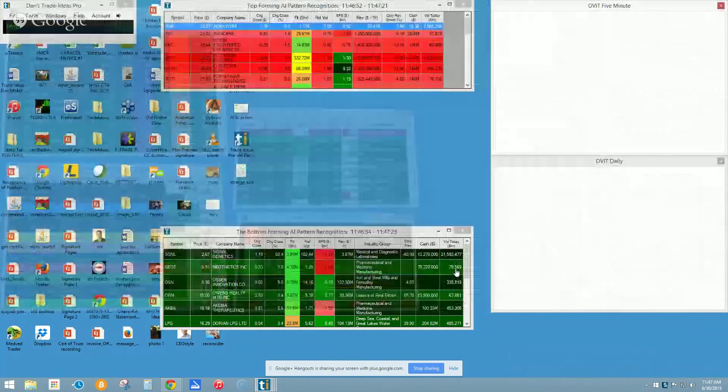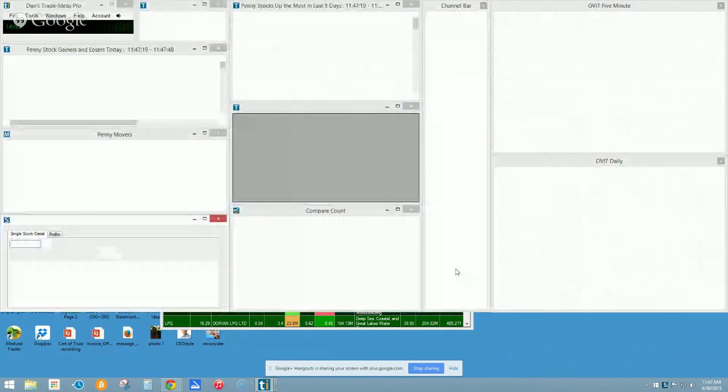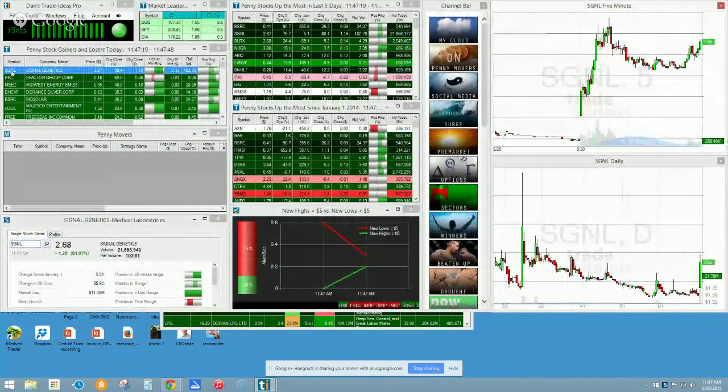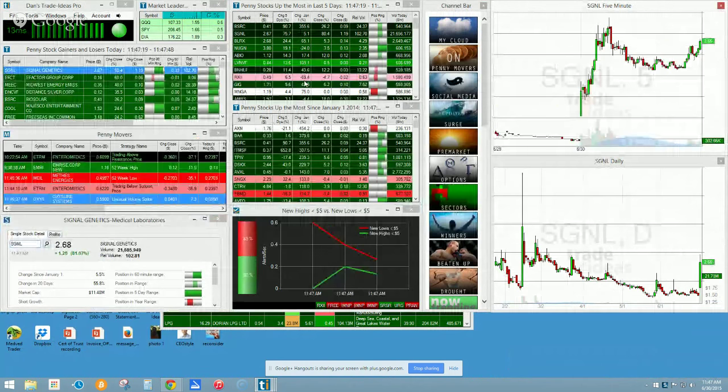Penny movers. Do you want to trade just the small stuff? Here you have it. And there's your SGNL. It's been on the biggest movers. It's on the penny movers. We slice and dice up the small stocks better than anyone.